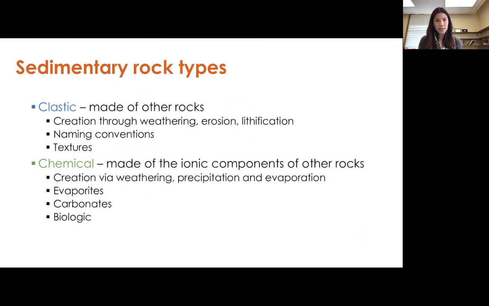After we go through clastics, we'll touch on chemical sedimentary rocks. So rather than being made of bits of other rocks, you can think of these as the byproducts of chemical weathering of other rocks. So they're going to be mostly made of the ionic components. They're created through processes like precipitation and evaporation of waters and brines. So we'll talk about some subsets of that: evaporites, carbonates, and biologic chemical sedimentary rocks.